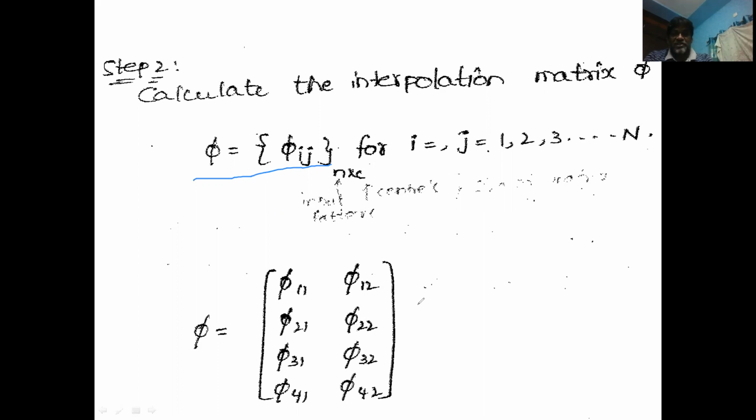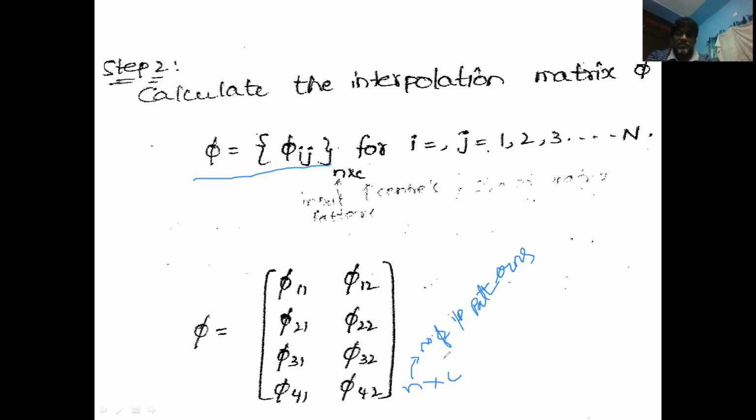So how do you identify the size of this interpolation matrix? The size of the interpolation matrix is going to be n by c. What is meant by n here? N is the number of input patterns. So how many input patterns are there? For the XOR problem, there are 4 input patterns given: 1 1, 1 0, 0 1, and 0 0.